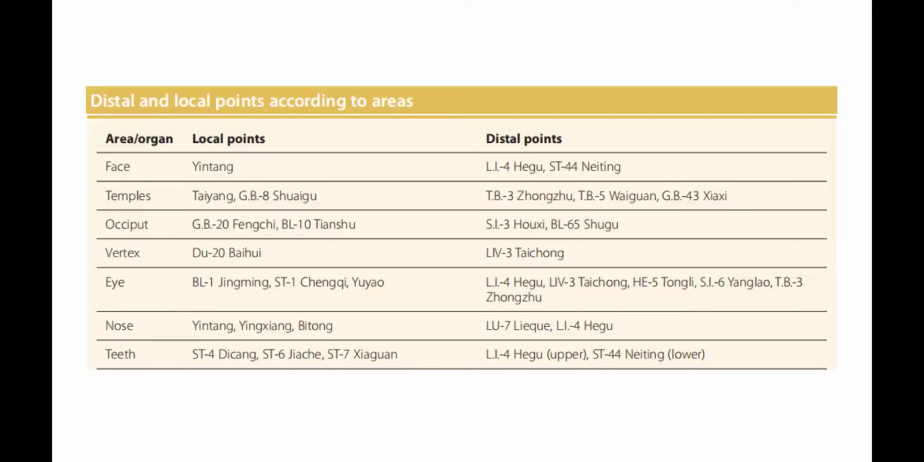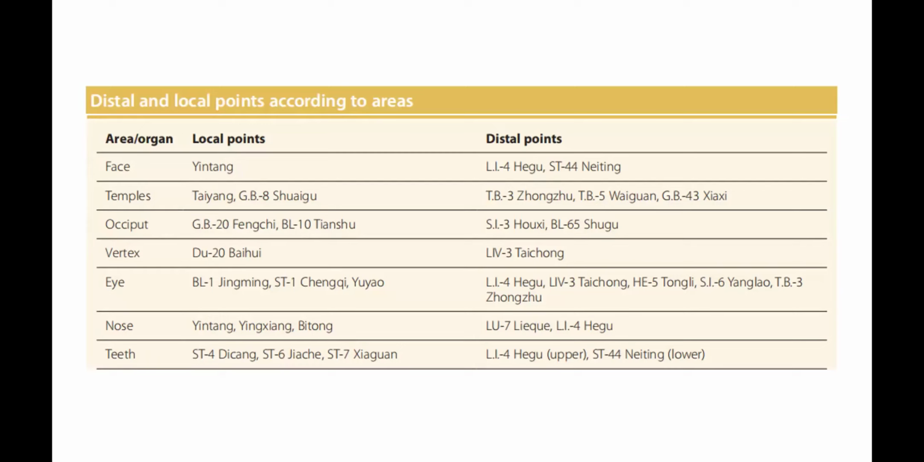For the temple area, we have the Taiyang and GB8. Distal points would be TB3, TB5, and GB43. At the occiput, local points would be GB20 and Bladder 10. Distal points would be SI3 and Bladder 65. At the vertex, we have DU20. Distal point would be Liver 3.